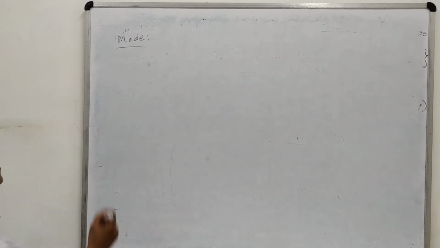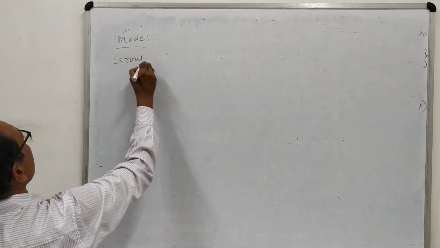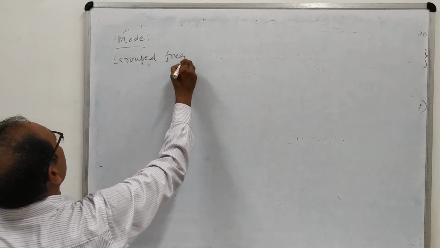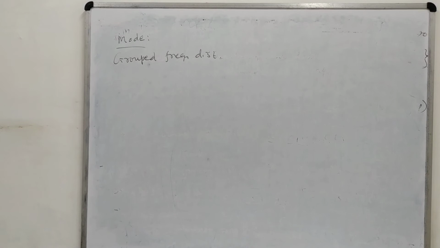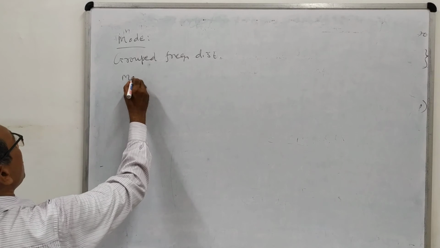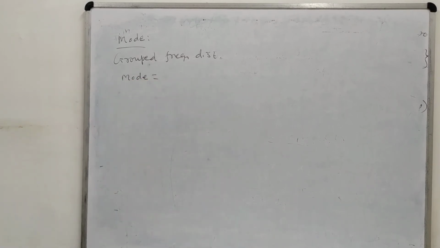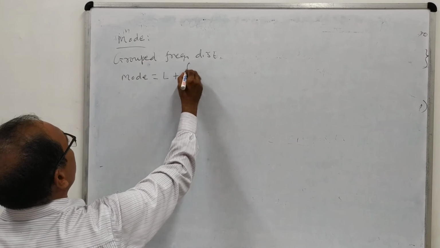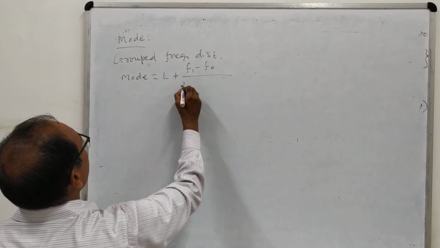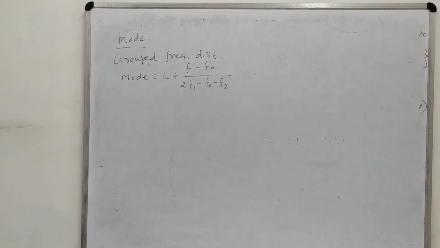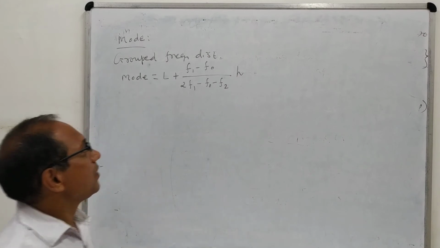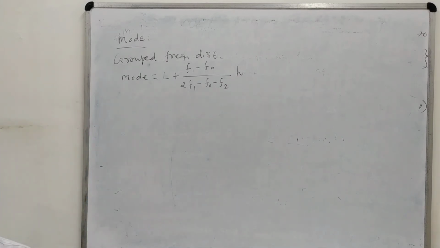But if we are given a grouped frequency distribution, then we can find the value of the mode by using the formula. Mode equals capital L plus F1 minus F0 divided by 2F1 minus F0 minus F2, into H. Here we will see one by one what L, H, F1, F0 and so on are.